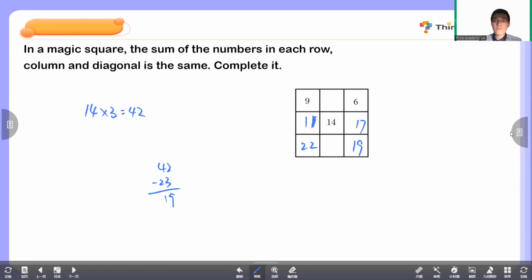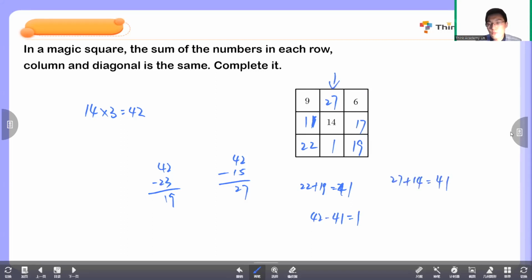Okay. And then 6 plus 9 is 15. 42 minus 15 is 27. So this will be 27. And then 22 plus 19 is 41. So 42 minus 41 will give us 1. So it'll be here. And just to check, we will look at the middle column to check if we're correct. So 27 plus 14 is 41. And 41 plus 1 is 42. Okay.